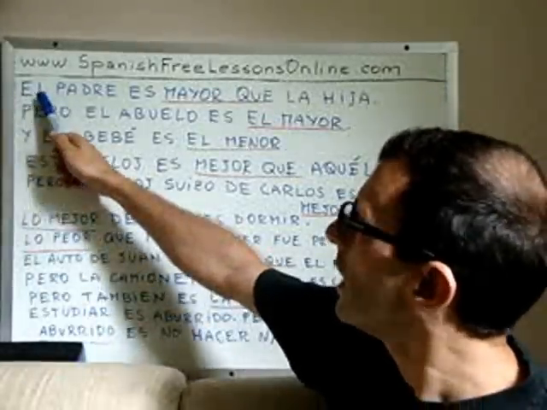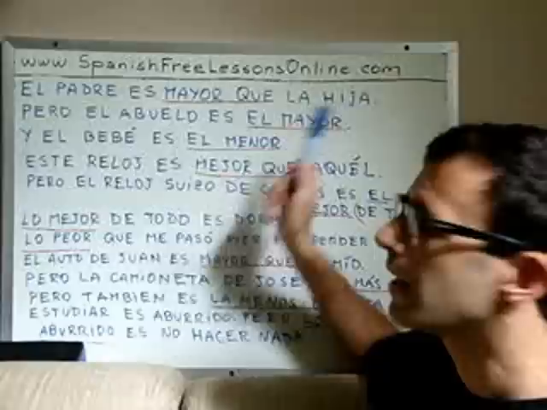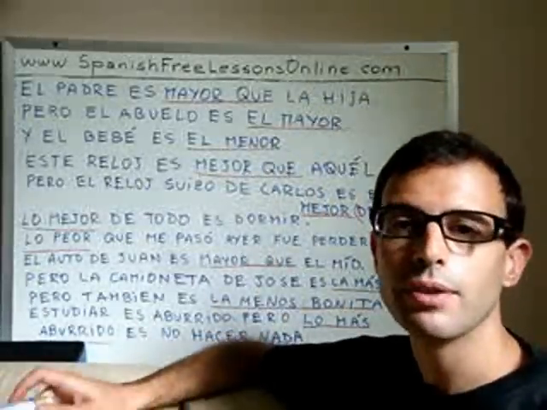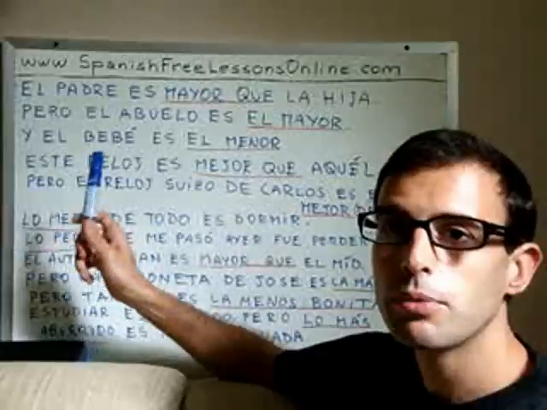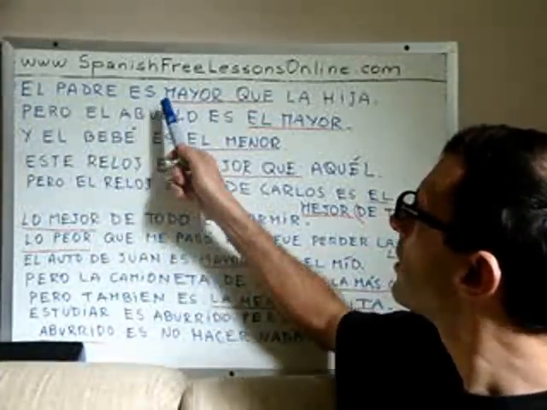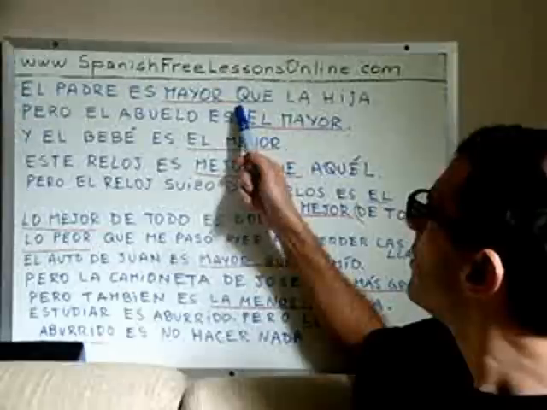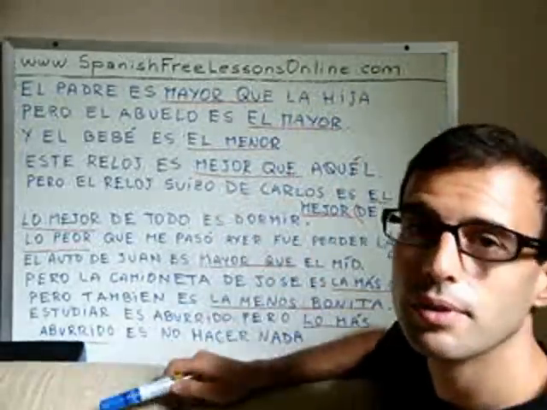So, el padre es mayor que la hija. This means, I will translate word by word, the father is older than the daughter. Okay?